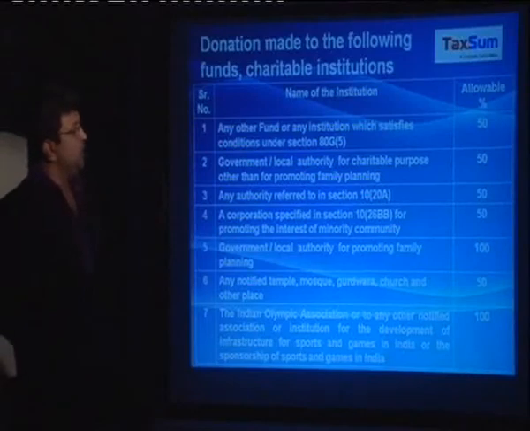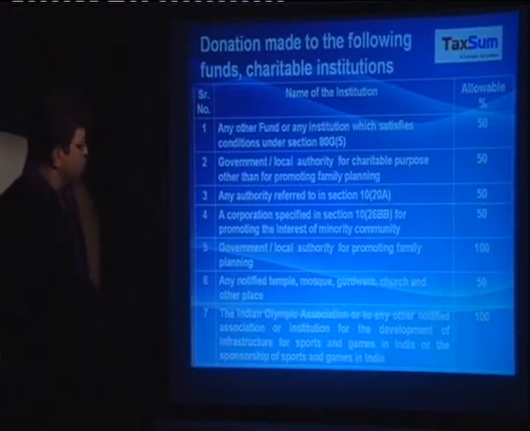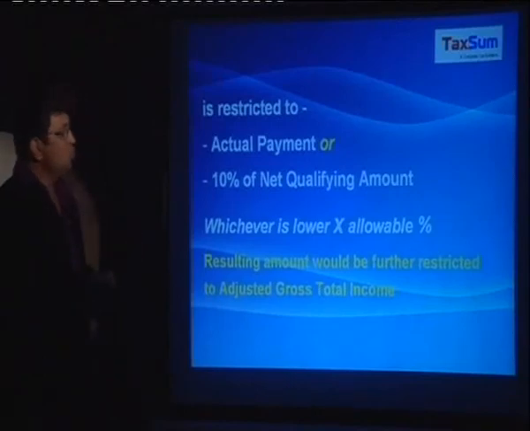Now we come on to the name of the institutions, wherein if the donation is given, there is a cap limit beyond which deduction would not be allowable. So these are the institutions, that is running from serial number 1 to 7, and the last column reflects the allowable percentage of deduction, serial number 1 to 7. Now how is it calculated? It is restricted to the actual payment.